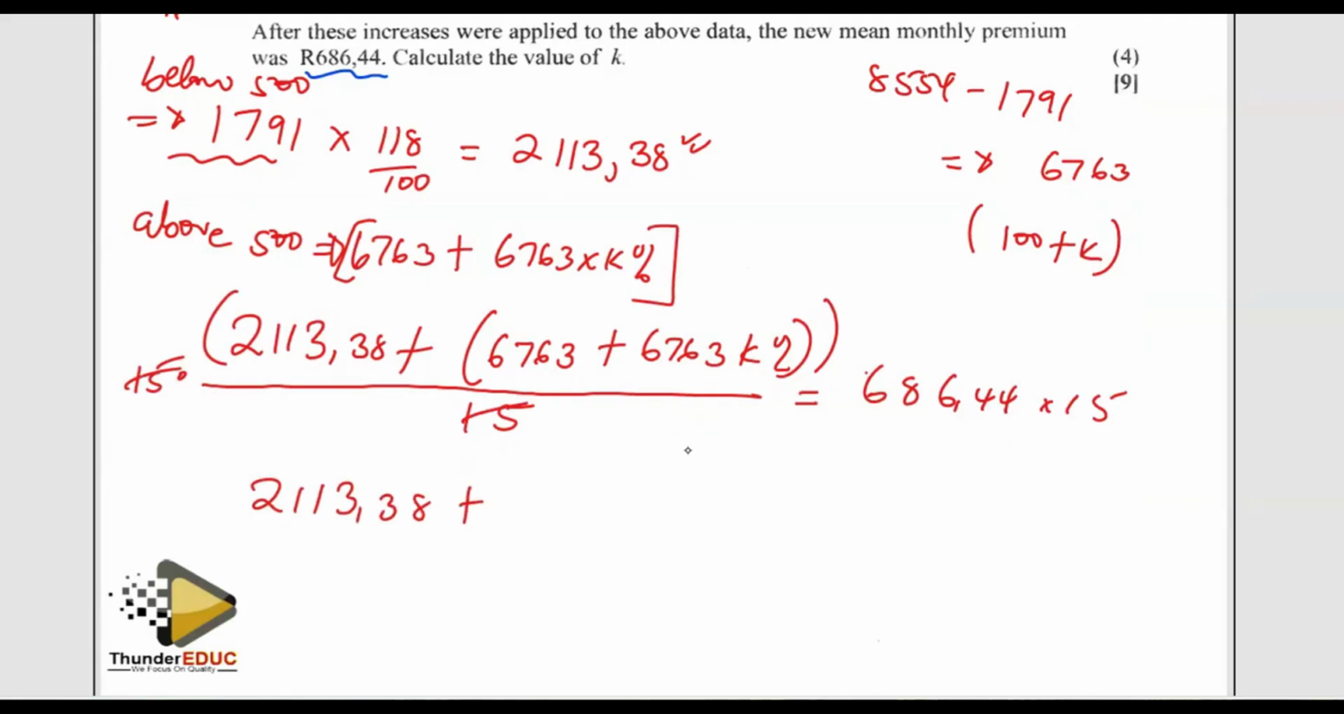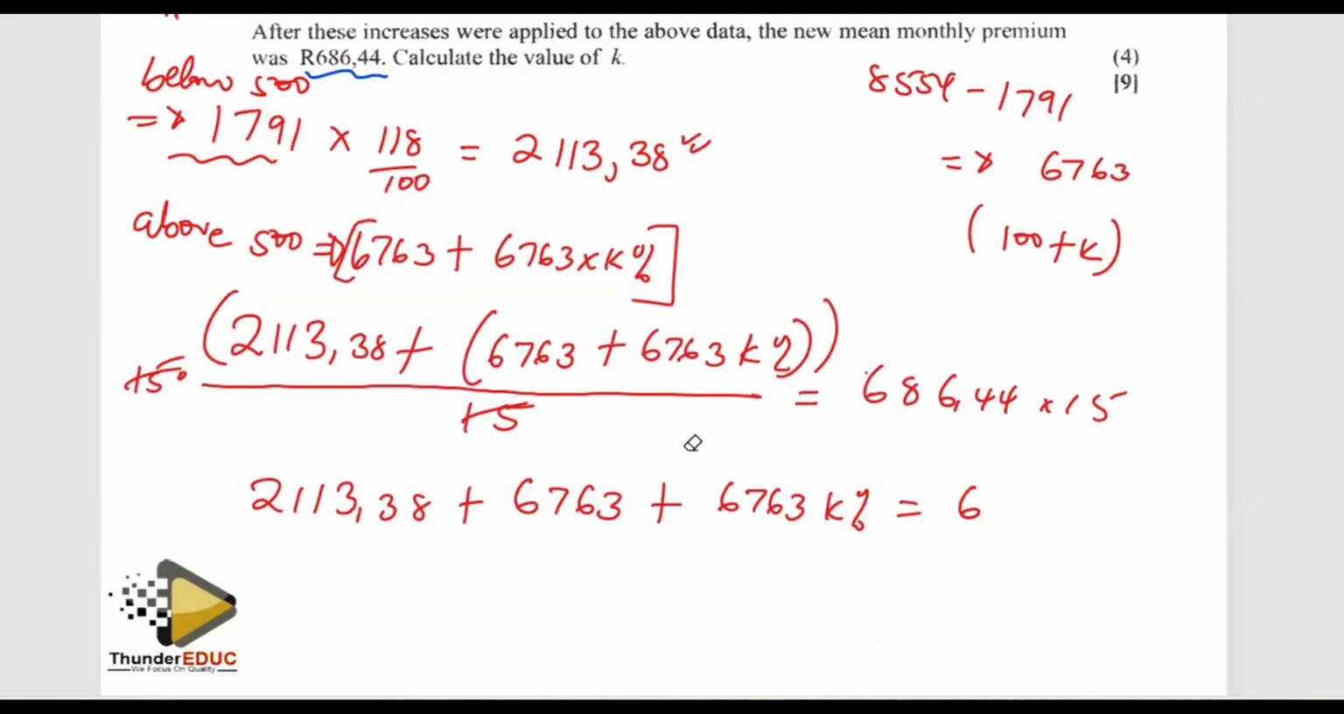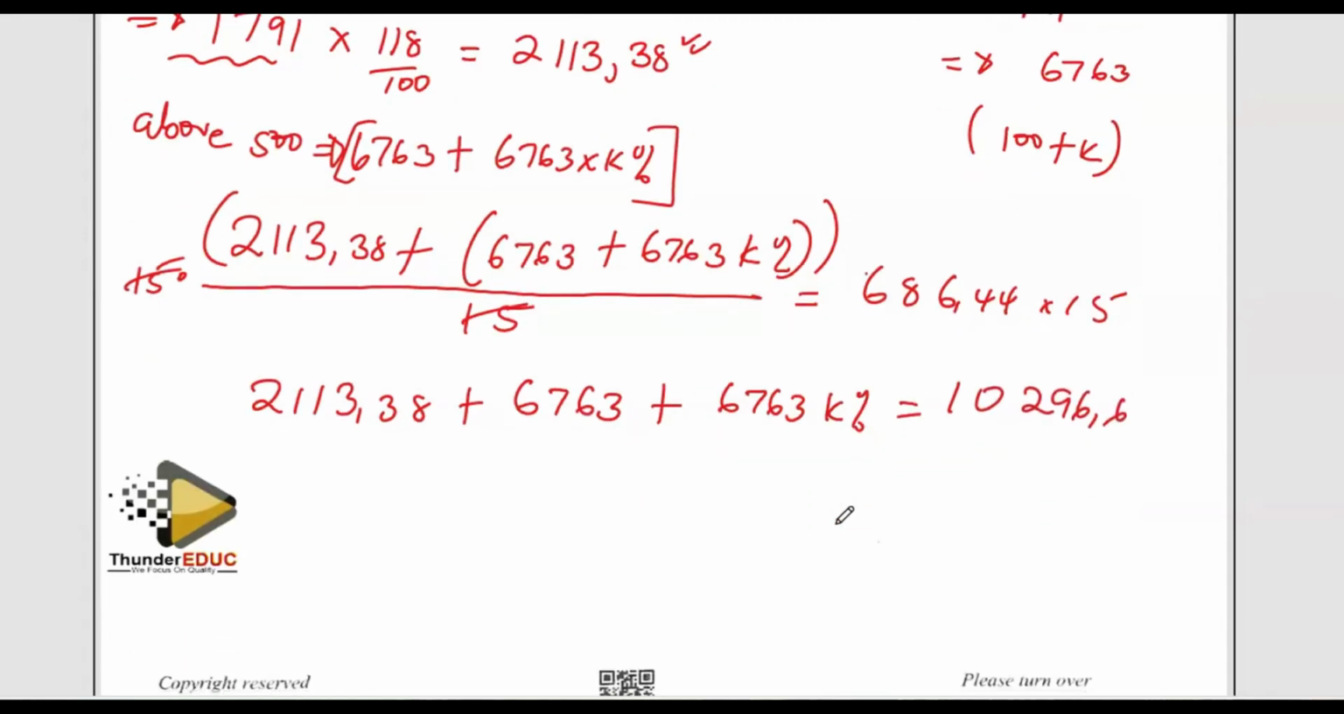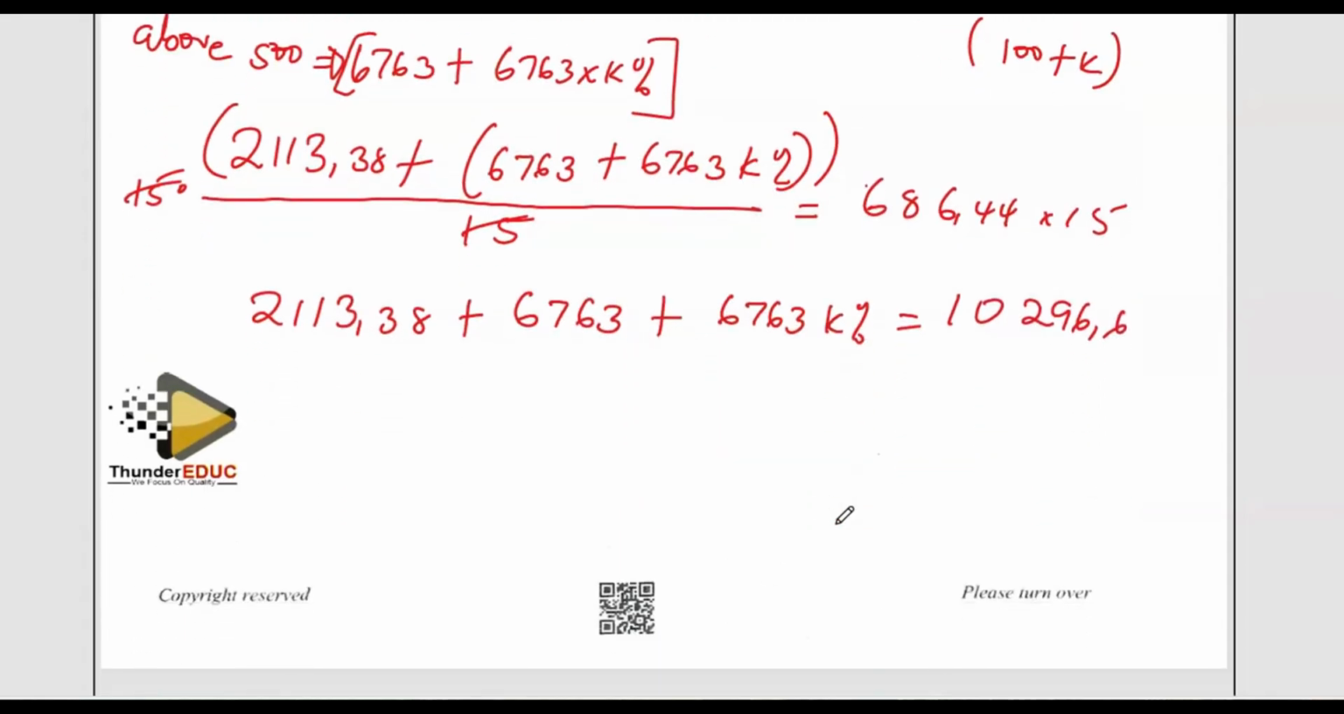2113,38 plus, that's going to be 6763 plus the 6763k, the percentage. What answer do I have there when I multiply? Okay, so when I multiply that, I'm ending up with 10296,6. Okay, let's just confirm that 686,44 multiplied by 15 is 10296,6.